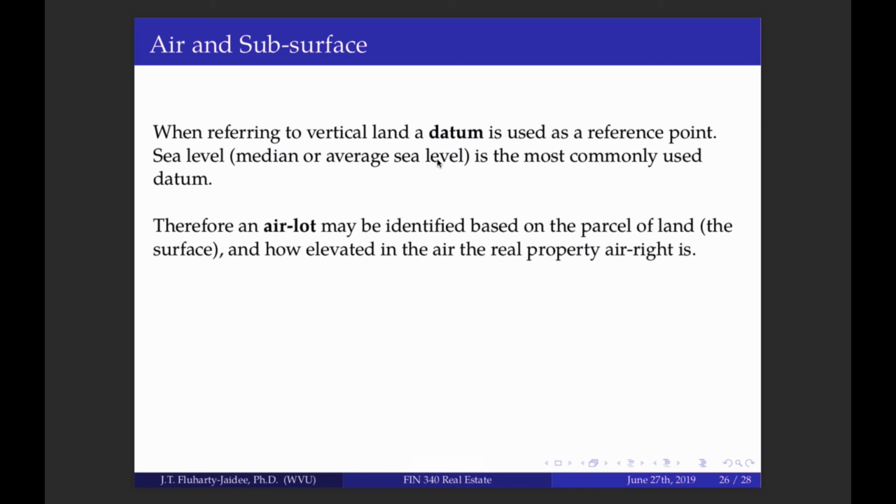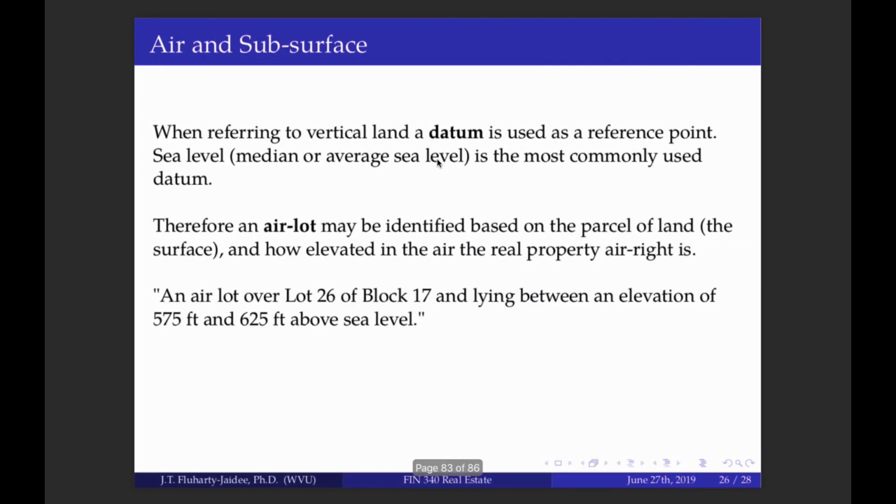So an air lot may be identified based on the parcel of the land, so we tell, well, this is the surface lot, and how elevated in the air that land is. So an air lot over lot 26 of block 17, and lying between the elevation of 575 feet and 625 feet above sea level. So it seems like a two-story apartment unit or condo that you might have purchased there. Okay, so that would be a specific identification of a condo unit.